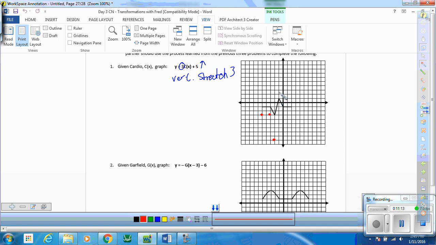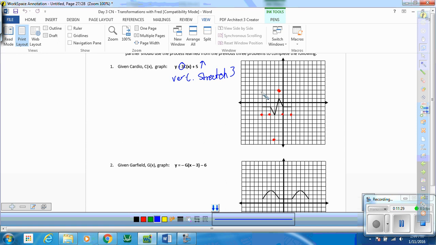This one's 1 away, so that's going to become 3. 1 away is going to become 3, and 1 away is going to become 3. So that gave me my stretch first. Now I need to take those points and move them up 5.